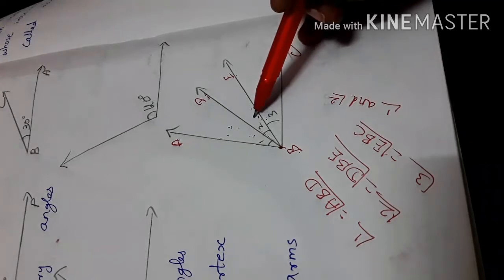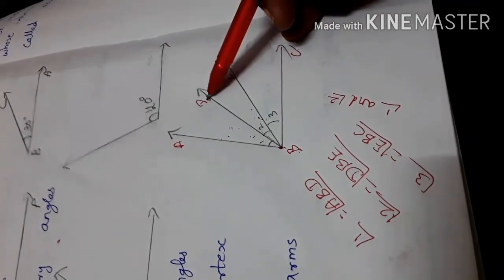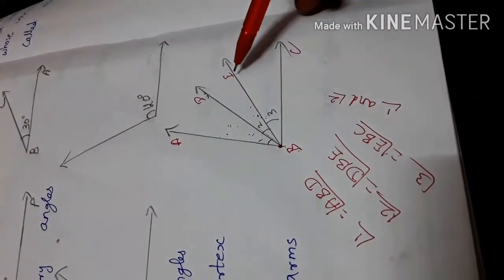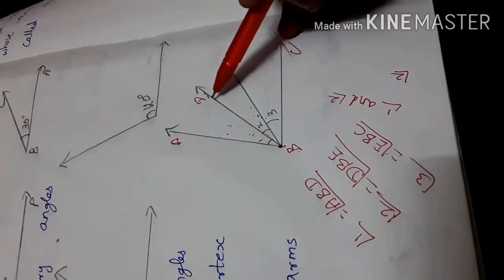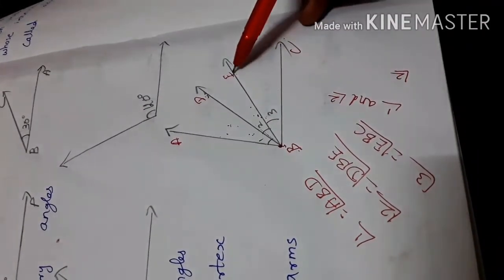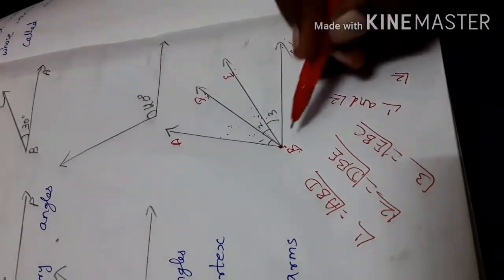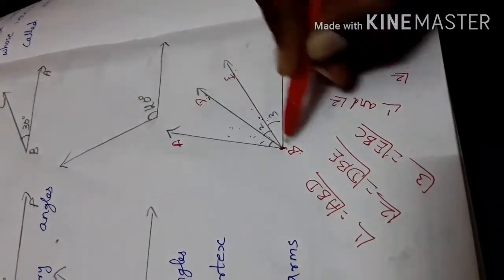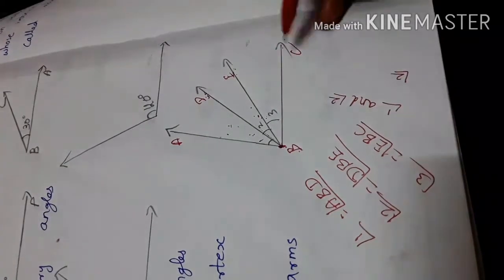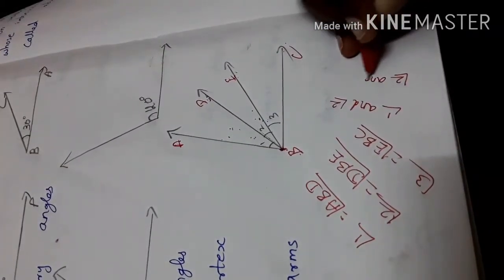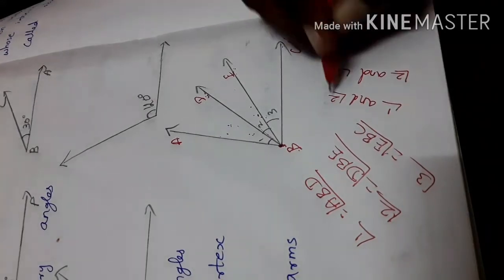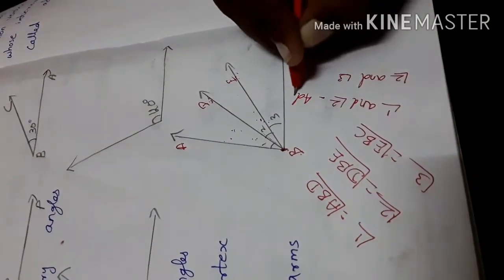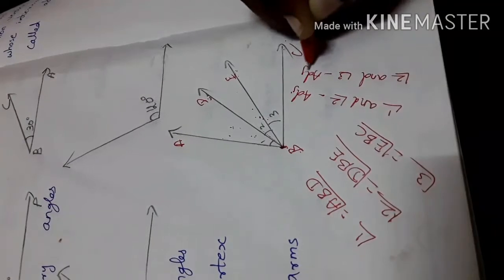We will see angle 2 and angle 3. Angle 2 is DBE, angle 3 is EBC. They have a common vertex. DBE also, EBC also, we have a common vertex. So, angle 2 and angle 3 are called adjacent angles.